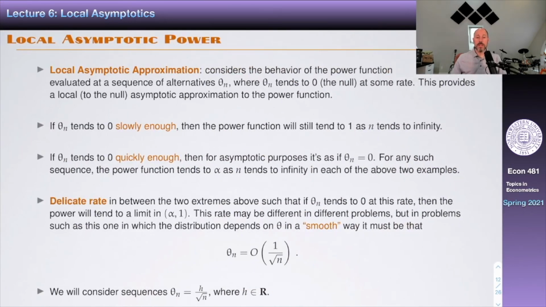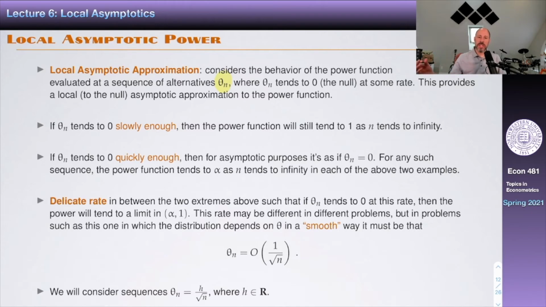So this leads us to local asymptotic power. A local asymptotic approximation considers the behavior of the power function evaluated at a sequence of alternatives that we're going to denote by theta n, where theta n tends to 0, the null, at some rate. This provides a local-to-the-null asymptotic approximation to the power function. Another way to say this is that when we did the naive approximation, we let n go to infinity.